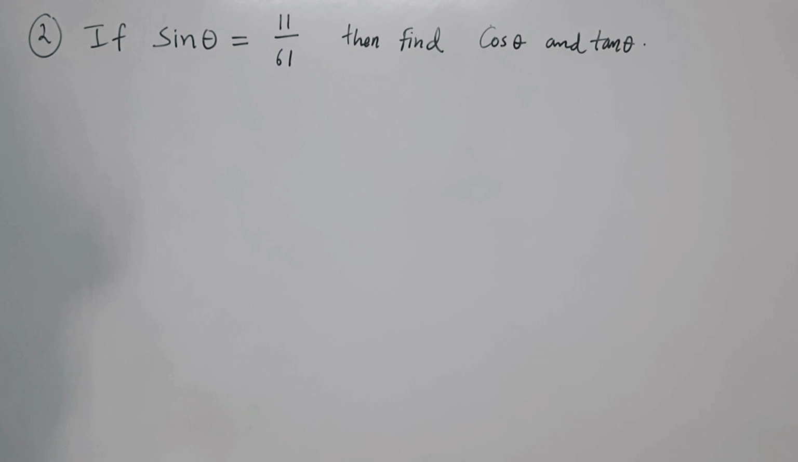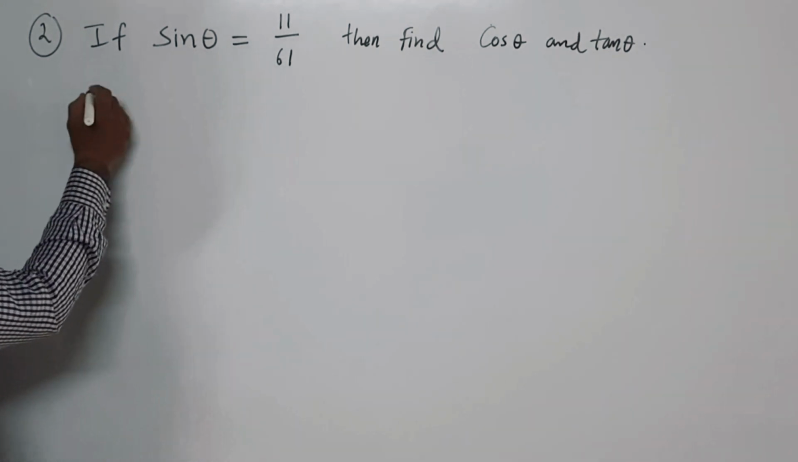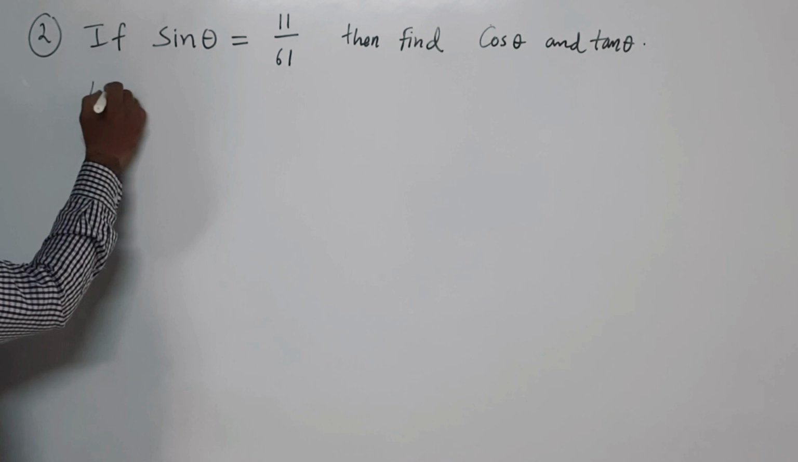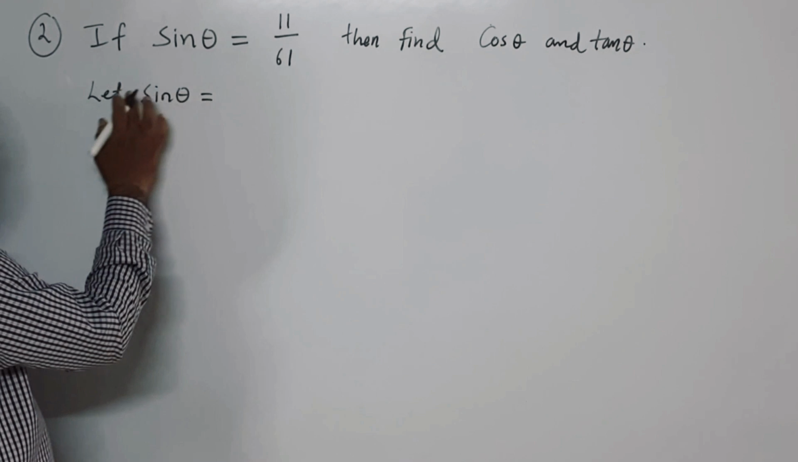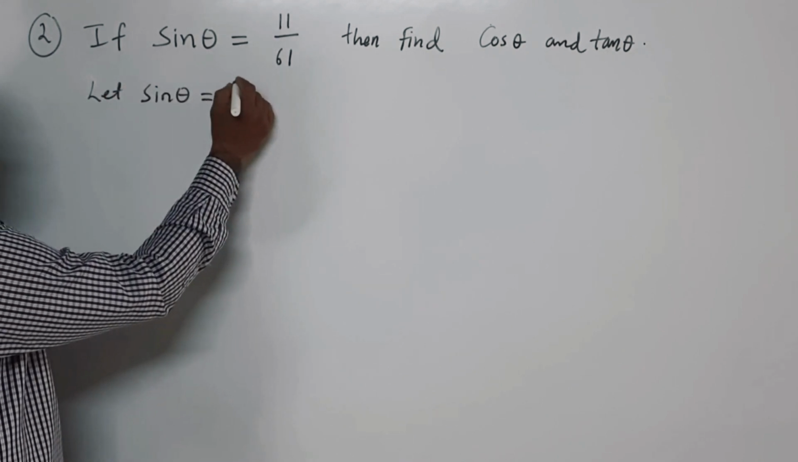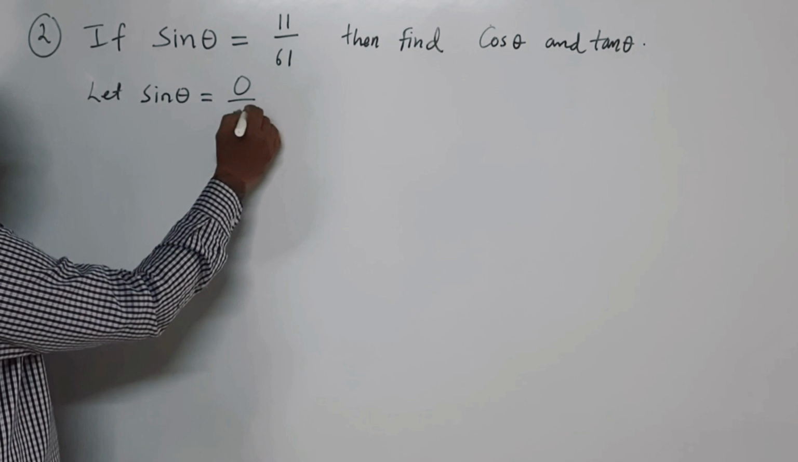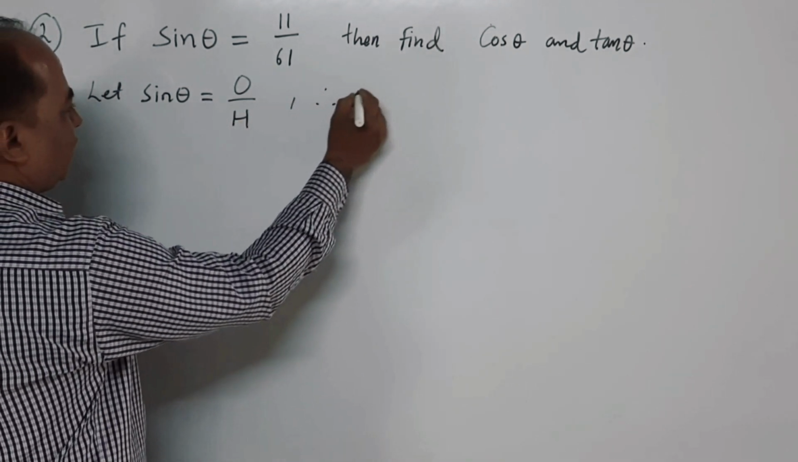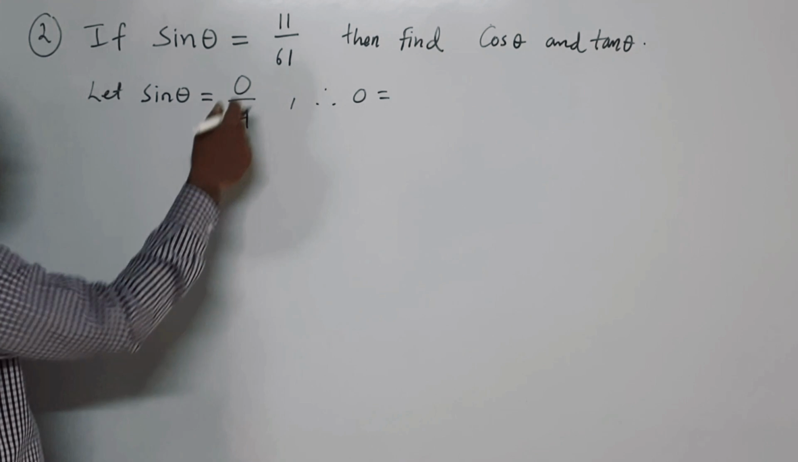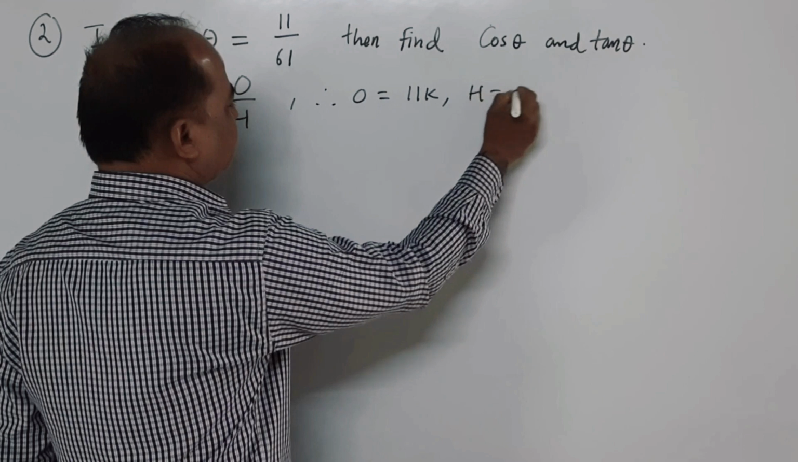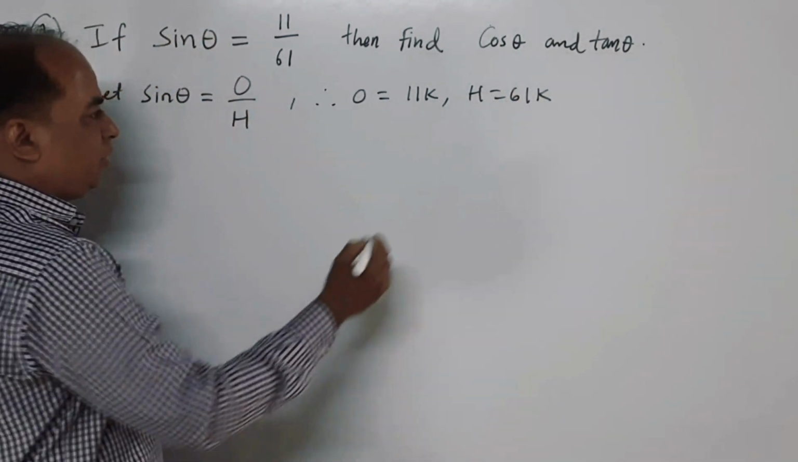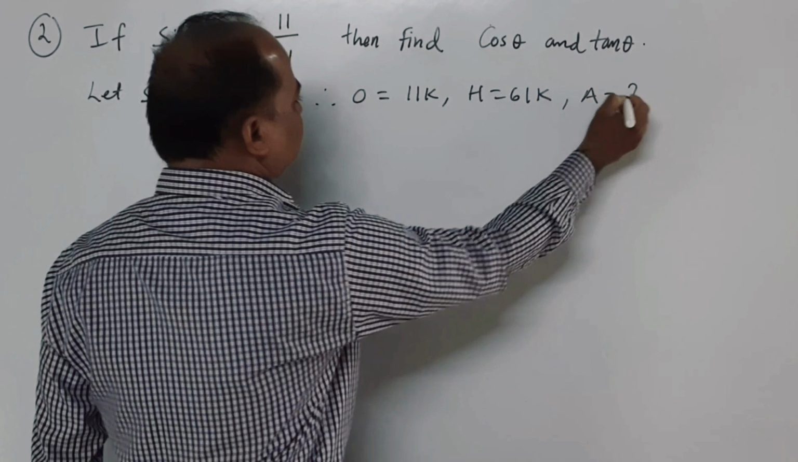Second example: if sin theta is 11 upon 61, then find cos theta and tan theta. Now we know that sin theta is equal to opposite upon hypotenuse. Therefore, comparing these two ratios, opposite side is 11k and hypotenuse is 61k. We have to find the adjacent side, a is equal to question mark.